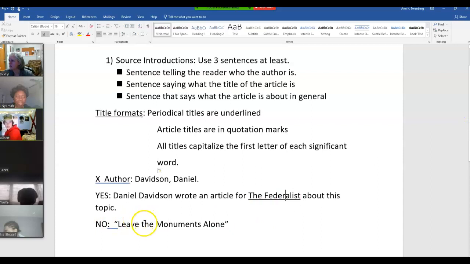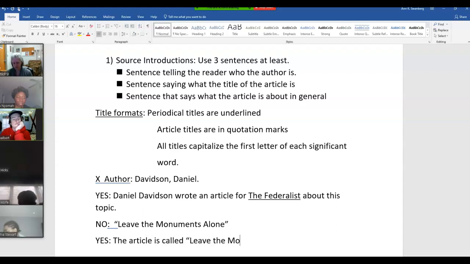Okay. So, it's in the correct format for a title, but is it in a sentence? No. Okay. Is that now a sentence? Yes. It is now a sentence. Alan's with me. Everybody else is sleeping. All right. Now we have a sentence.